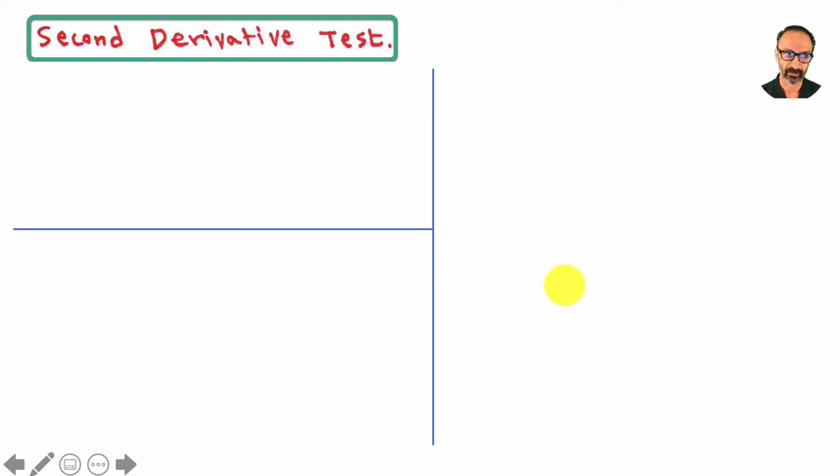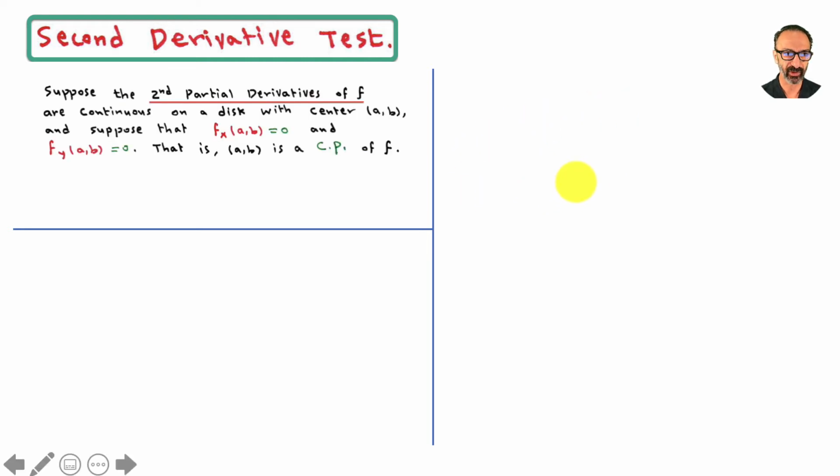Second derivative test. It's a little bit different than calculus 1. We use the first derivative test and we use the second derivative test for concavity and so on. But here is a second derivative test in vector calculus in 3D. Suppose that the second partial derivatives of f are continuous on a disk with center (a, b), and suppose that fx equals 0, the first derivative with respect to x equals 0, and the first derivative with respect to y equals 0 also. That is, we are suspecting something here. We call (a, b) a critical point.